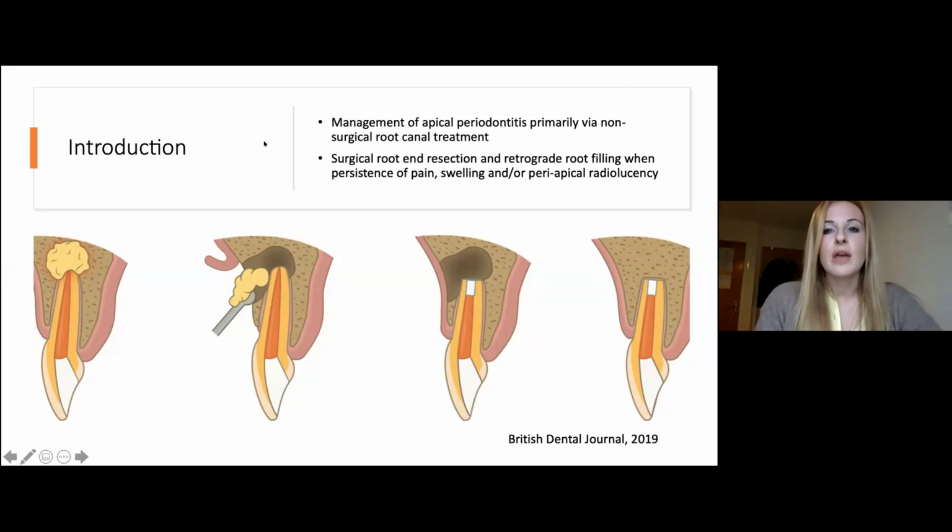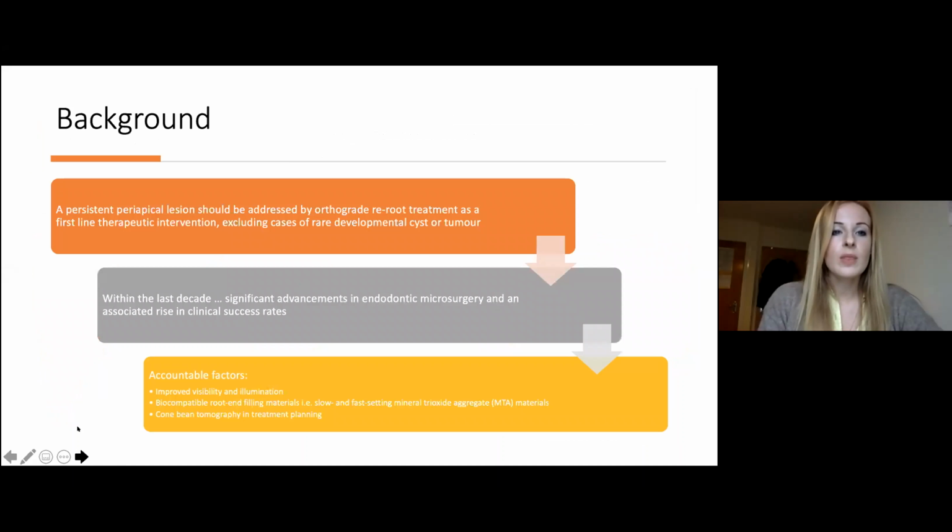Indicated in teeth with apical periodontitis, but where there is a persistence of pain, swelling, or unresolved periapical radiolucency and infection, surgical root end resection and retrograde root filling is indicated. So looking into the background, as I mentioned previously, a persistent periapical lesion needs to be addressed firstly by orthograde root treatment, and then further to the failure of that, re-root treatment is indicated prior to considering any surgical intervention.